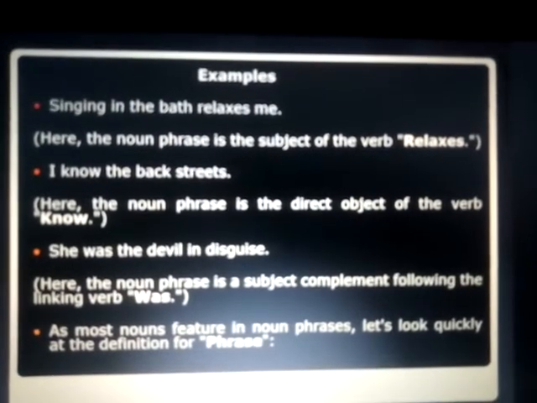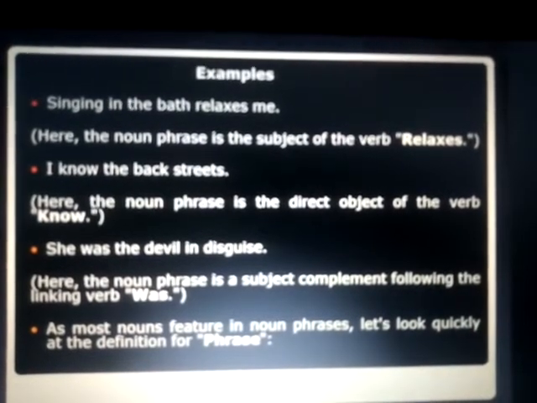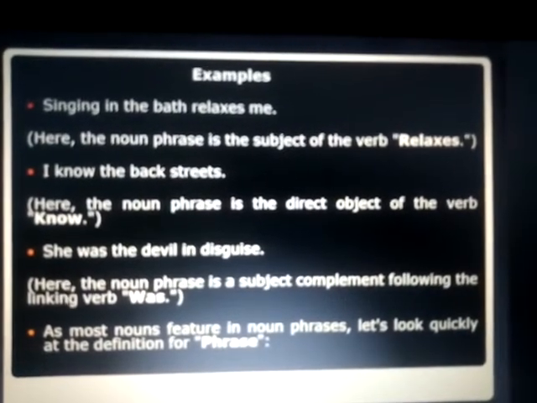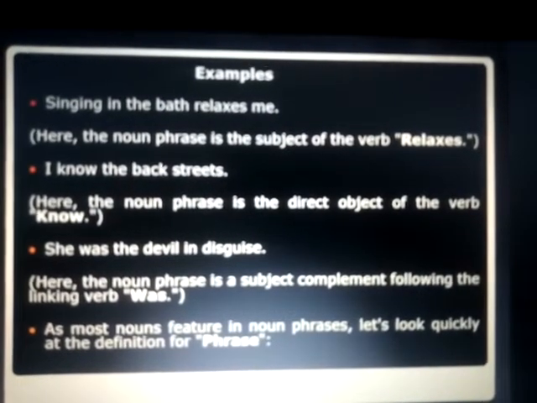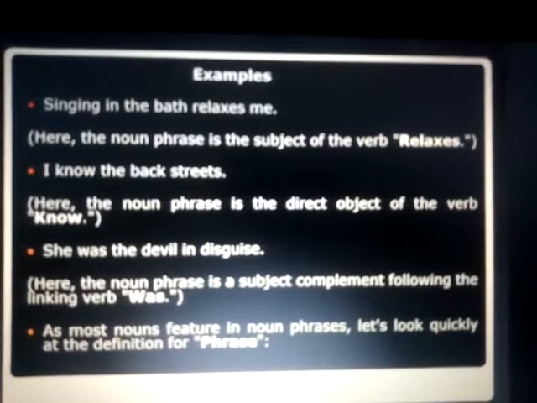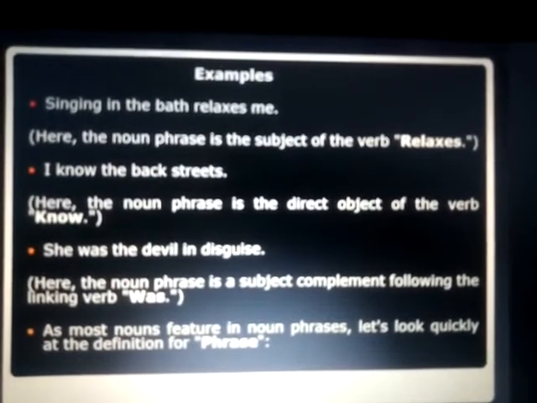You see, she was the devil in disguise. Here, the noun phrase is a subject complement following the linking verb was.